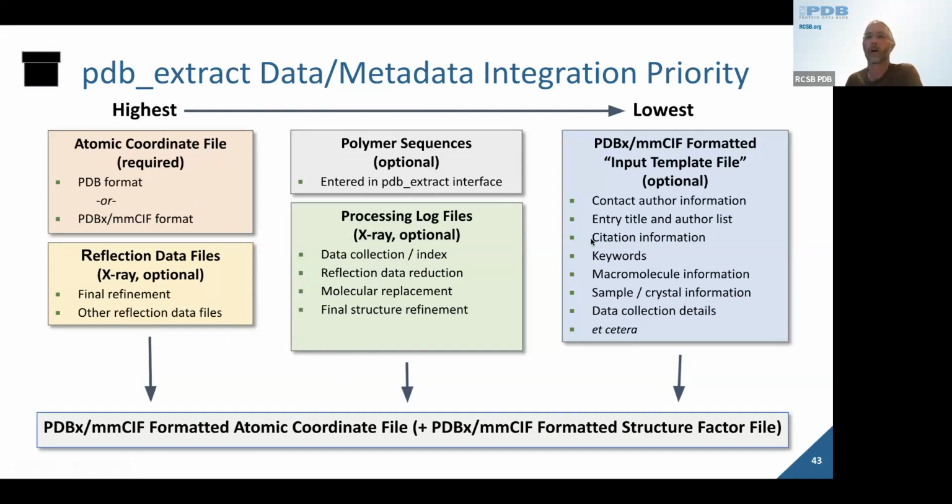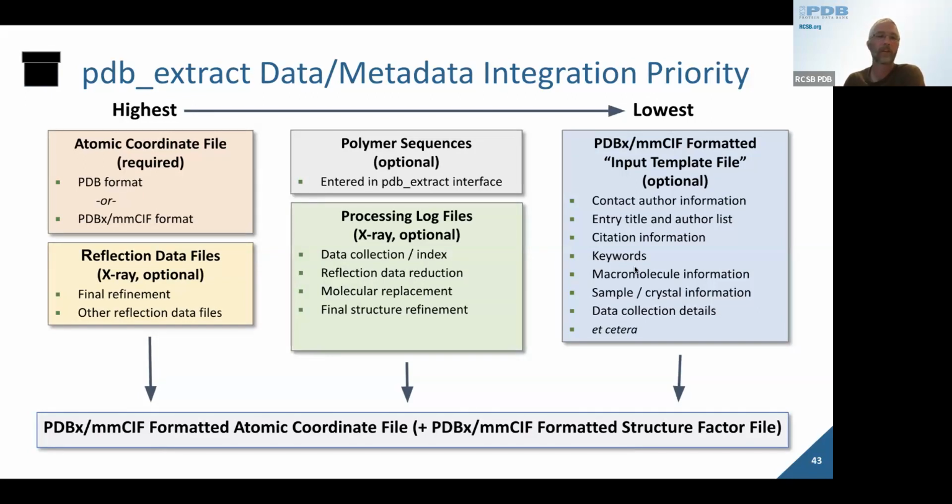And then it will also take, and this is probably maybe the most important point I can make here, the contents of a PDBx mmCIF formatted file, what we call here the input template file. You do not have to provide this, but you can, and it's the way that you can get all sorts of other information into a PDBx mmCIF file. This can include things like contact author information, entry title, author list information, citation information, keywords, etc. Basically, anything that you can put into a PDBx mmCIF file can be included in this input template file and included in your output mmCIF file.